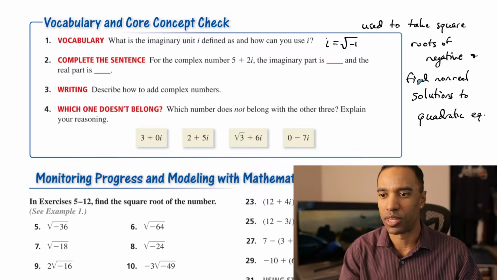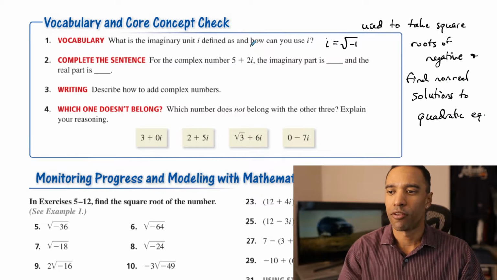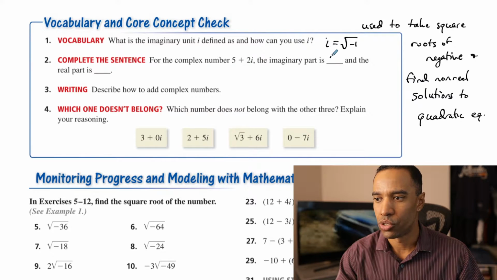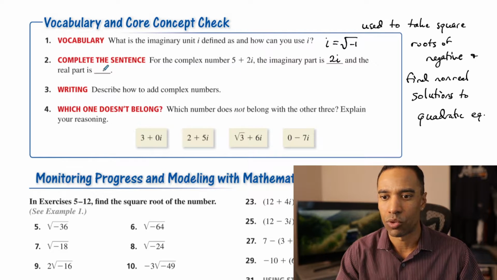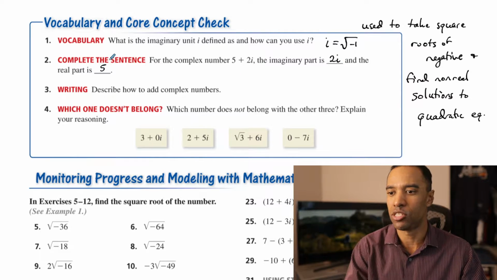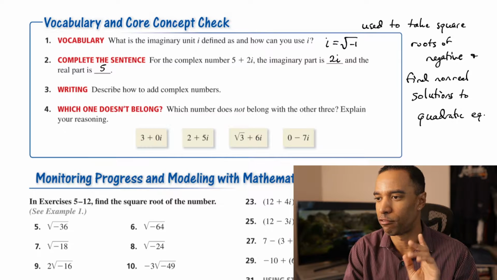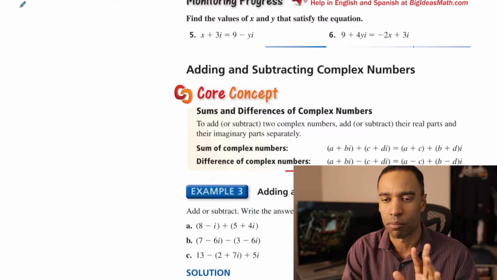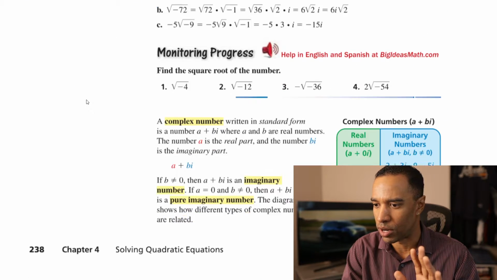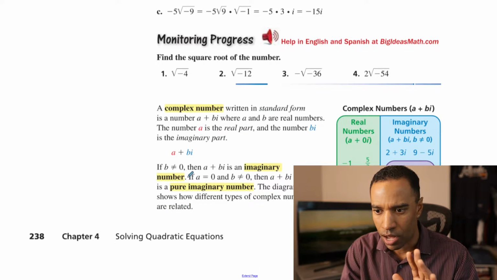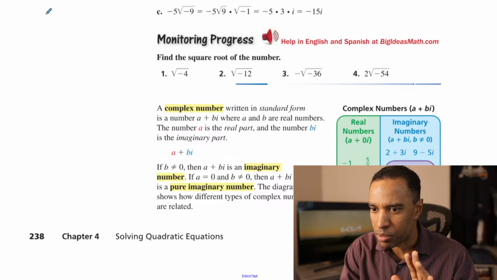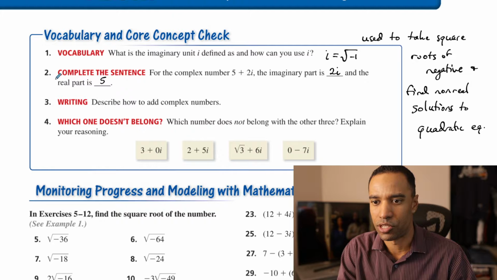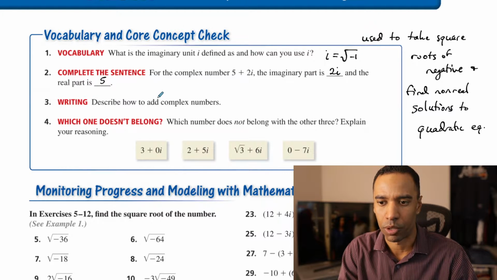Normally I type this stuff out, but they gave me a little bit of room. For the complex number 5 plus 2i, the imaginary part is 2i, and the real part is 5. Actually, let me double back on that and confirm, because it might just be 2. The i is the component that multiplies by that. Let me just be certain one way or the other. bi is the imaginary part. Okay, so yeah, 2i is the imaginary part and 5 is the real part.